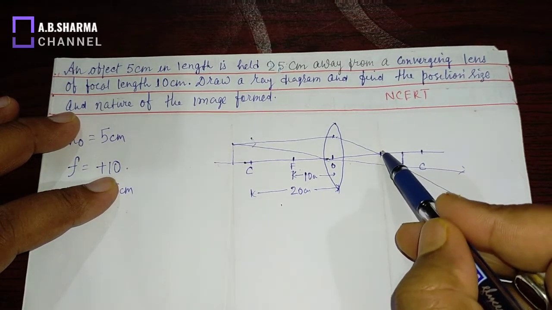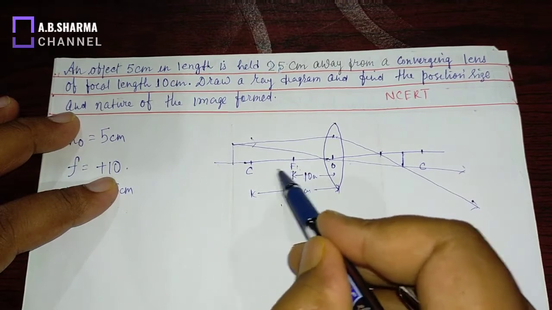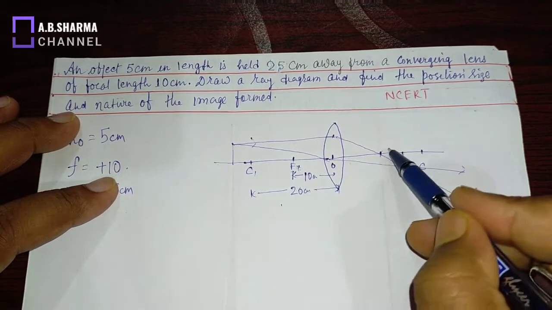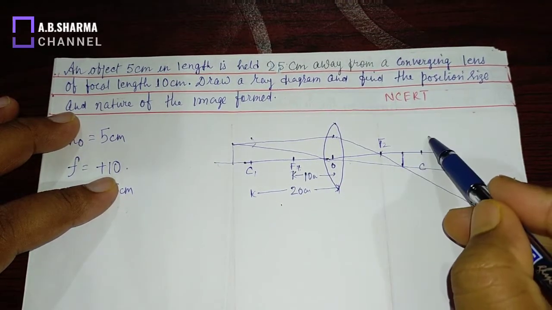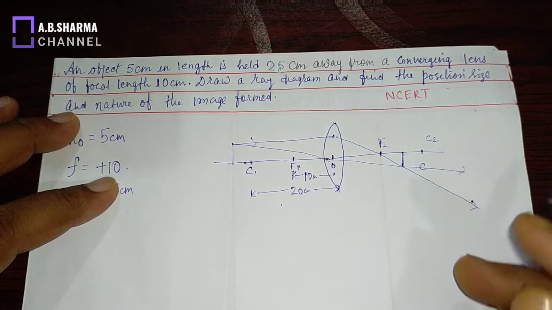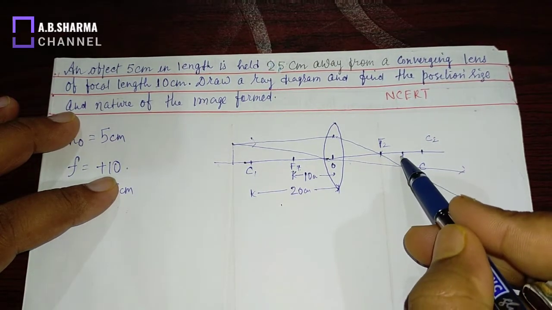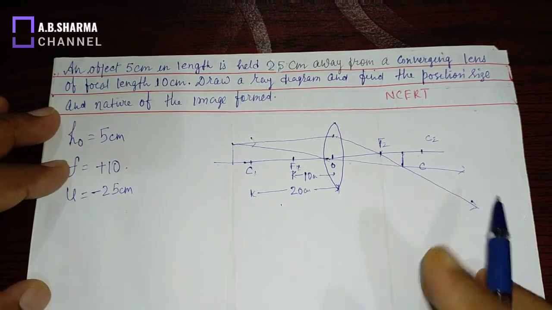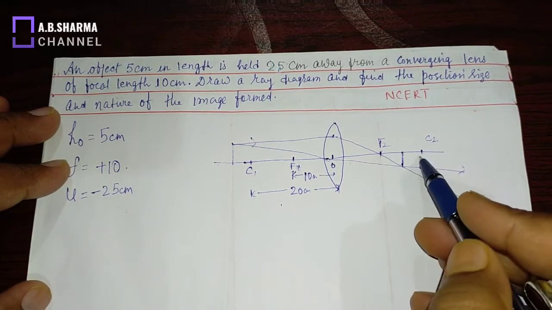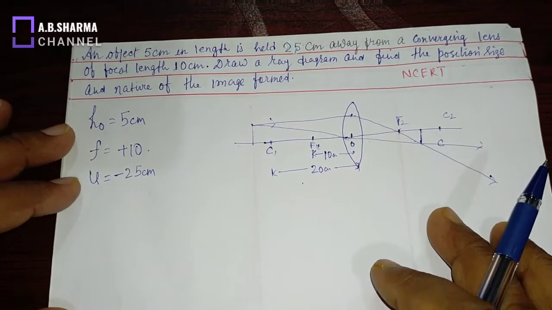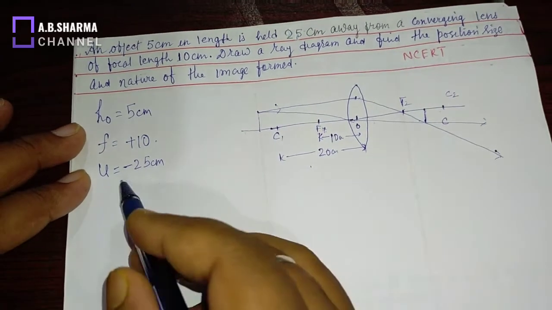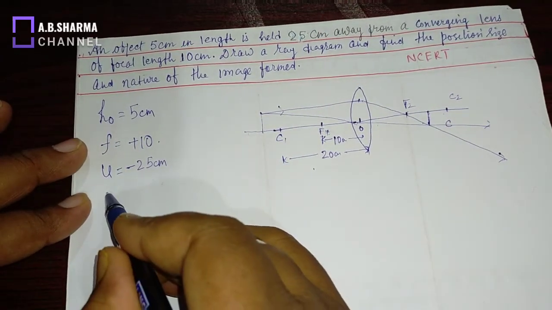Image will be formed between, this is F1, this is C1, this will be F2, and this is C2 or 2F2. The image will be formed between F and C, F2 and C2, and the image will be smaller. So we calculate the image distance.